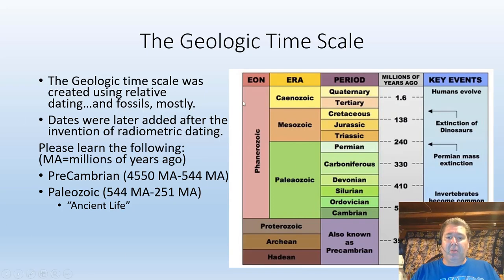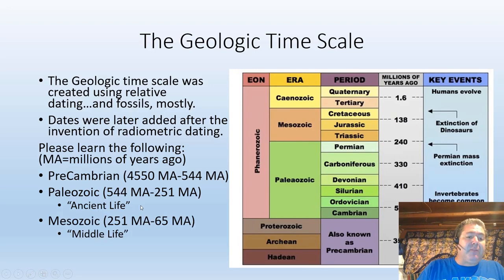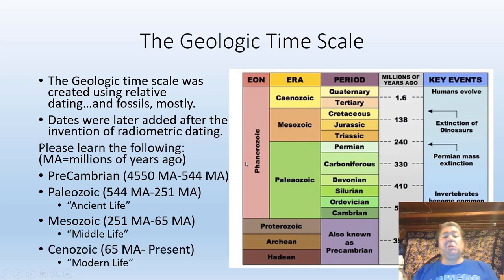This part goes from 544 million years all the way to 251 million. After that, we have the Mesozoic. Meso means middle, so we have middle life. The Mesozoic goes from 251 million years to 65 million years ago. And then the last one, the one we are currently in, the Cenozoic. Ceno means recent or modern. This is the modern life and the modern times we are in.